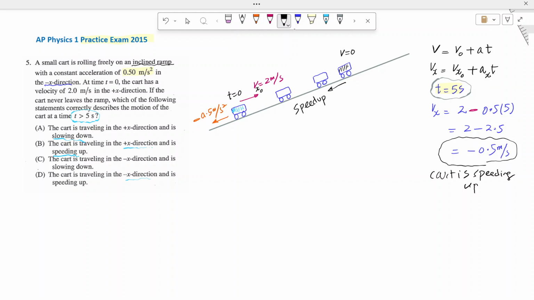But if you want to know at what instantaneous time the cart stopped, you can use the same equation again: 0 is equal to 2 minus 0.5t. So 0.5t is equal to 2 and t is equal to 4 seconds. My mistake, it is 4 seconds when the cart stopped, and then it moved back. So the cart is traveling in the negative x direction, and it is obviously speeding up. So D should be the right answer.